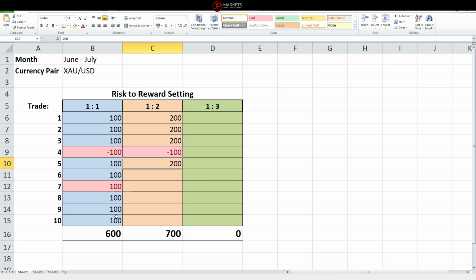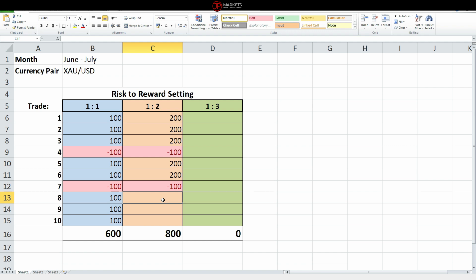So let's go for the other 5 trades. So for trade number 6, you made another 200 bucks. So now you're at 900 bucks. Trade number 7, you lost trade number 7. So this is bad for you. So we're back at 800 bucks, but you're still doing better.